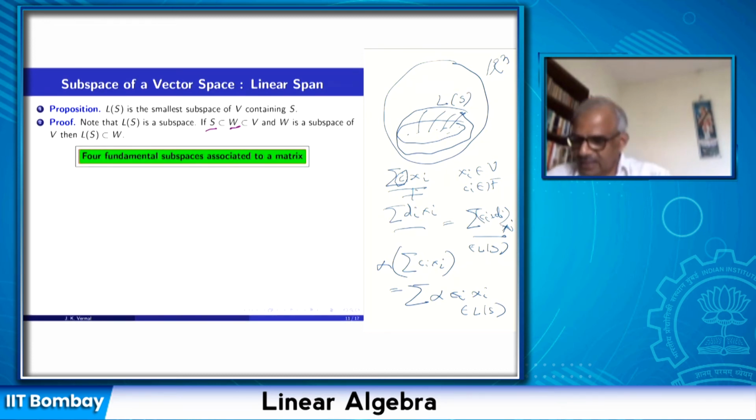Okay, so this leads to the notion of four fundamental subspaces associated with a matrix. This is a very important concept in linear algebra. Later on, I will prove a theorem called the fundamental theorem of linear algebra, which is about these four subspaces. These four subspaces arise out of a given matrix.